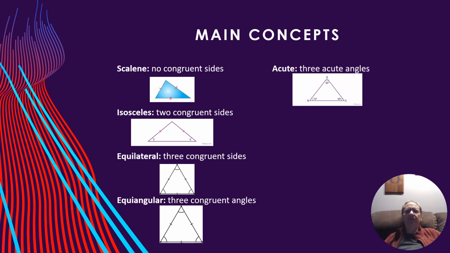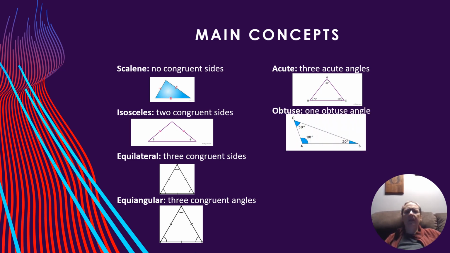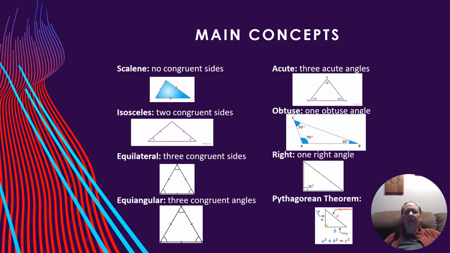An acute triangle has three acute angles, like in the diagram there. An obtuse triangle has one obtuse angle. It can't have more than one. A right triangle has one right angle. And the Pythagorean theorem has to do with right triangles, and it says the length of one leg squared plus the length of another leg squared is the length of the hypotenuse squared. And the hypotenuse is always the side that is across from the right angle. And there we go. That's our main concepts.